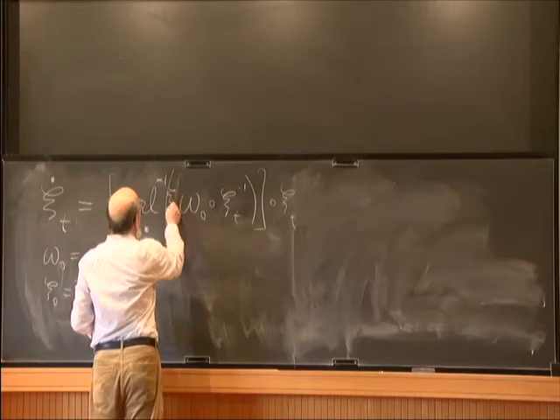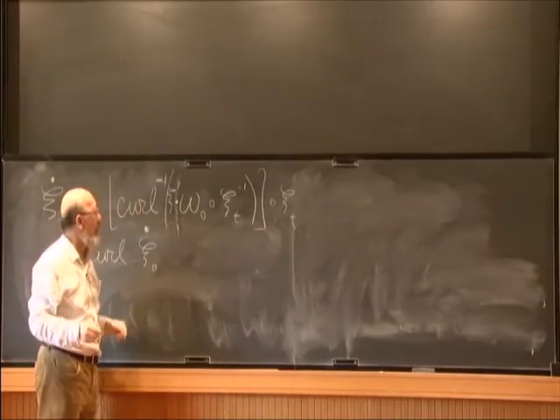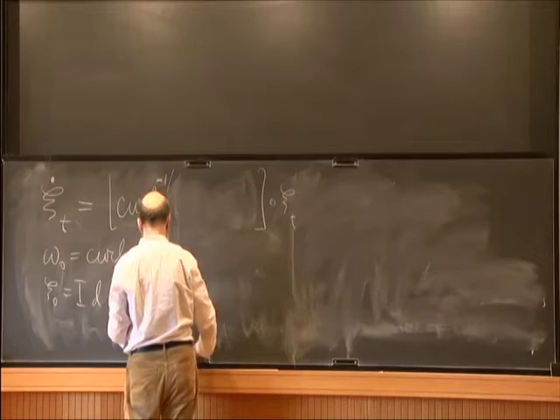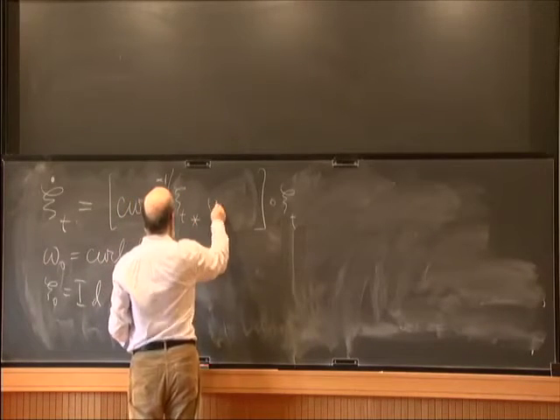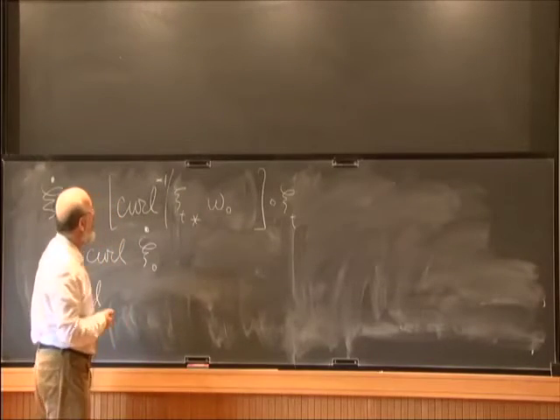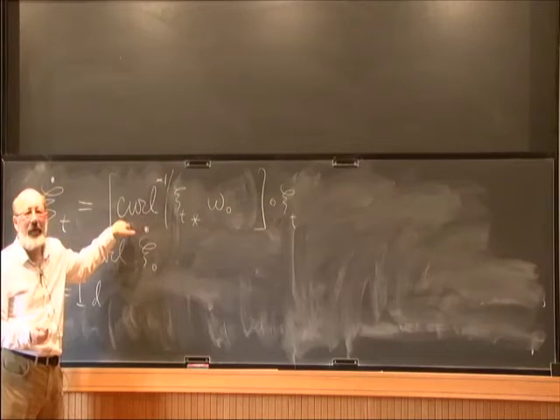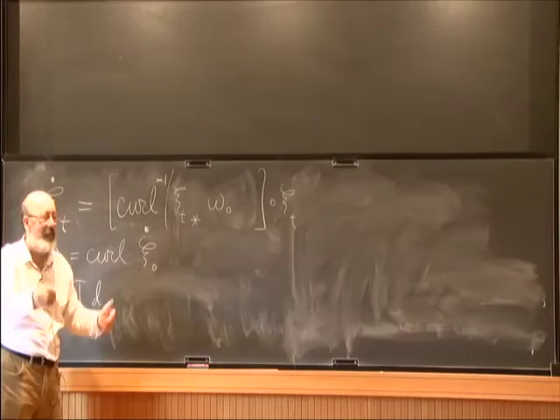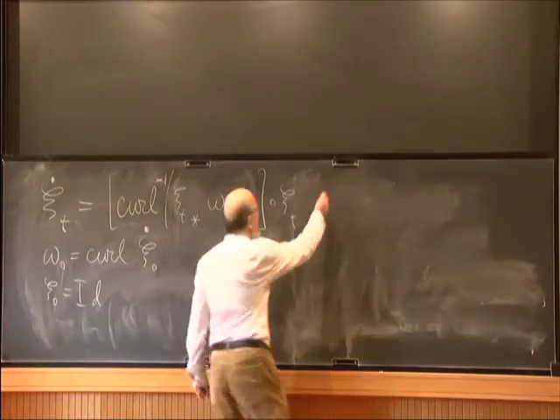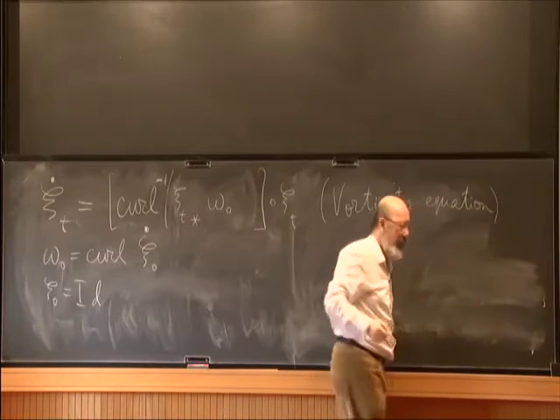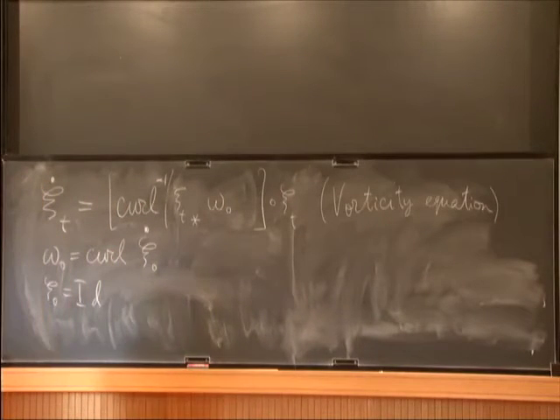I'm sorry, it is the same as we write xi t star omega 0. So we transform the initial vorticity with this diffeomorphism xi t and take the inverse curl, and this will be the velocity field, which is the time derivative of the diffeomorphism xi. So this equation is the vorticity equation, and it is really the most useful in the study of fluid behavior.